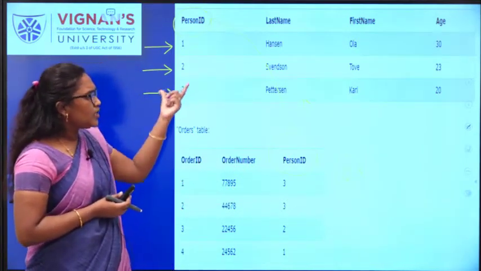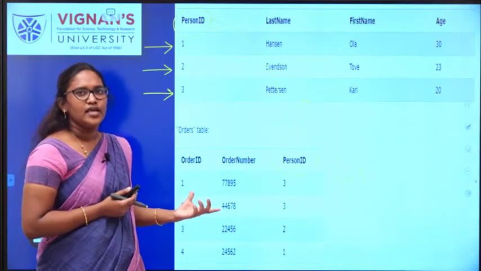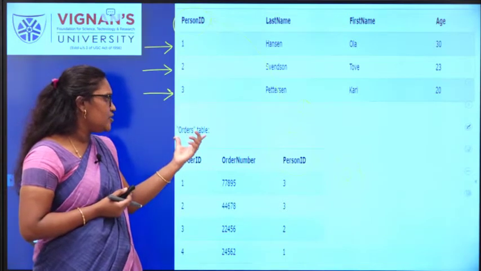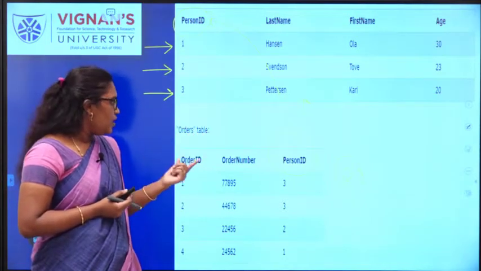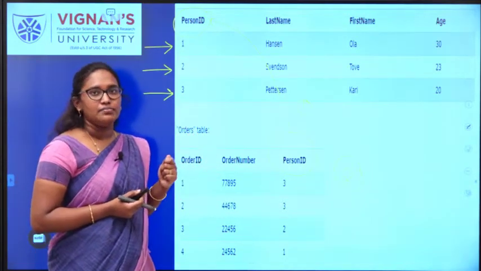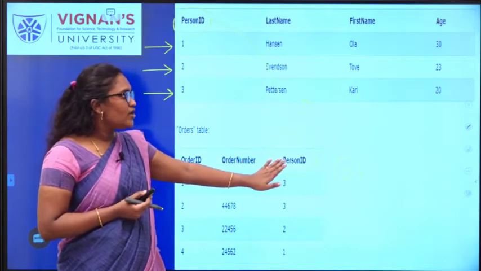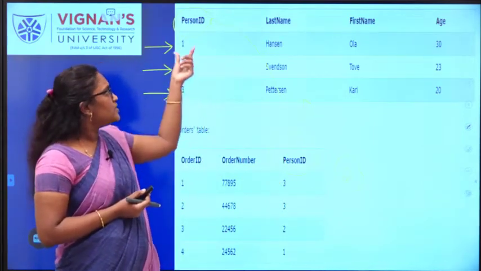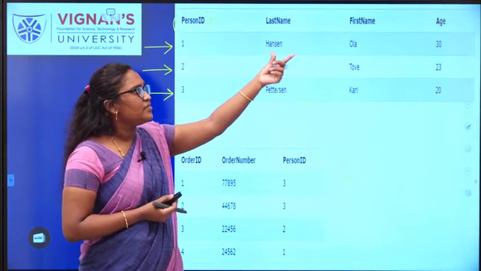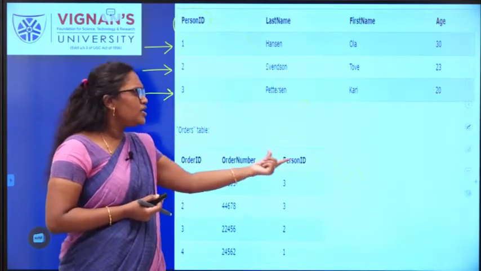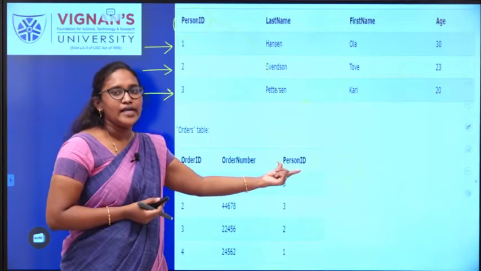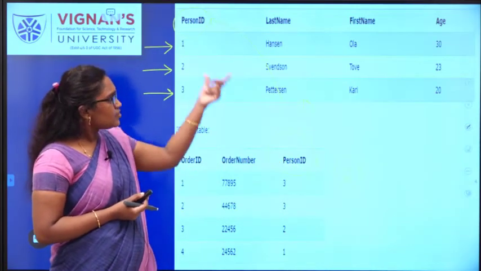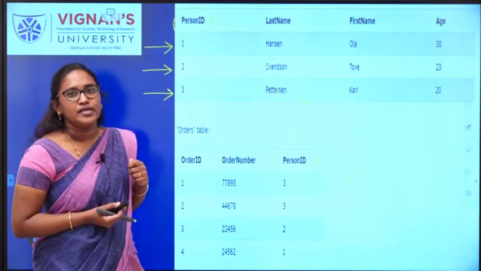So here two tables are having two different pieces of information, right? Here you have the person's details, and here you have the order table, with order ID and order number. So instead of writing all these details, instead of writing person ID, last name, first name and age, you are only using person ID in the second table. That is the reason you are using the foreign key.